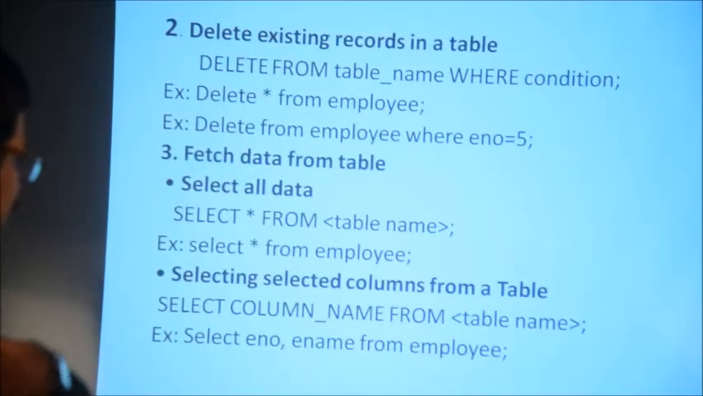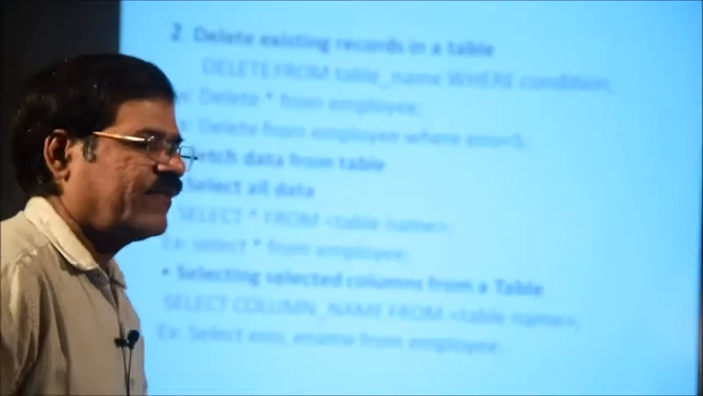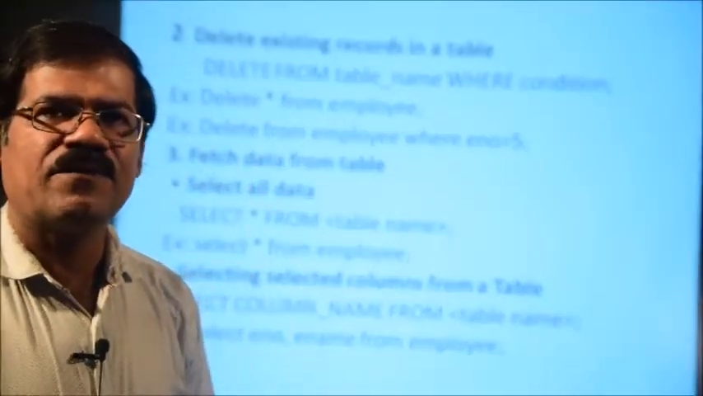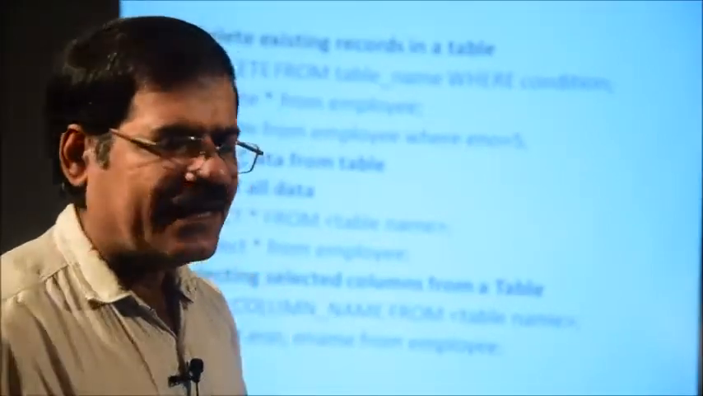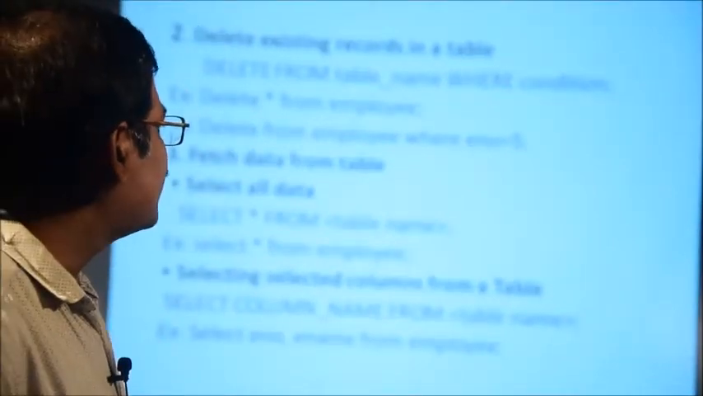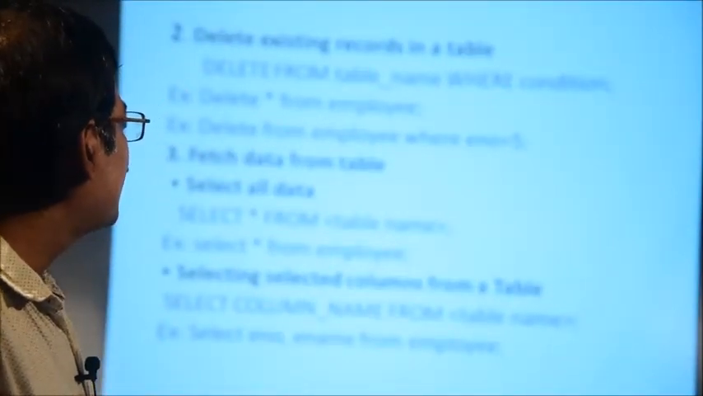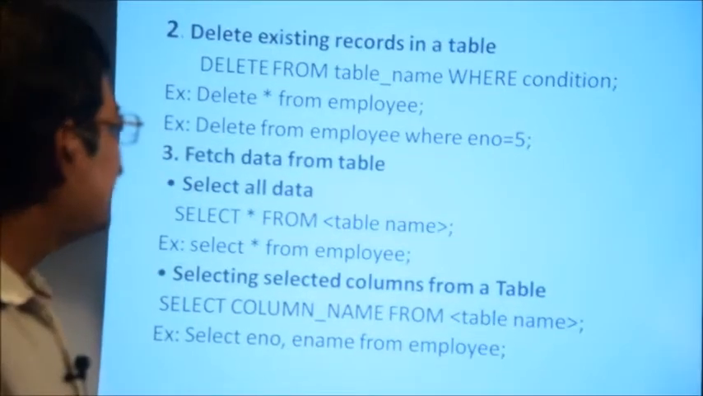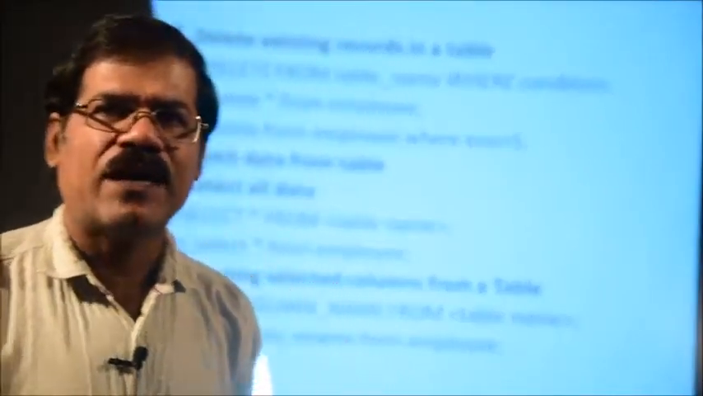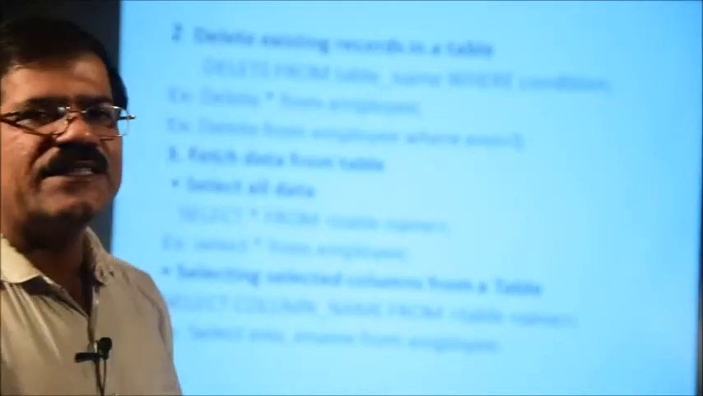And the second example is using a condition: delete from employee where employee number is equal to 5. That means in an employee table, the record whose employee number is 5 is deleted from the table. That means the entire data of employee number 5 is deleted from the table, because let employee number 5 leave the organization. So, I want to delete the details of employee number 5 from the table. So, what do you write? Delete from employee, where the condition is what? Employee number is equal to 5.